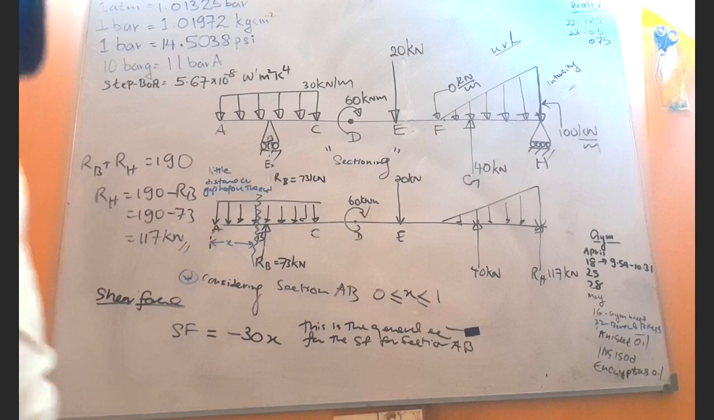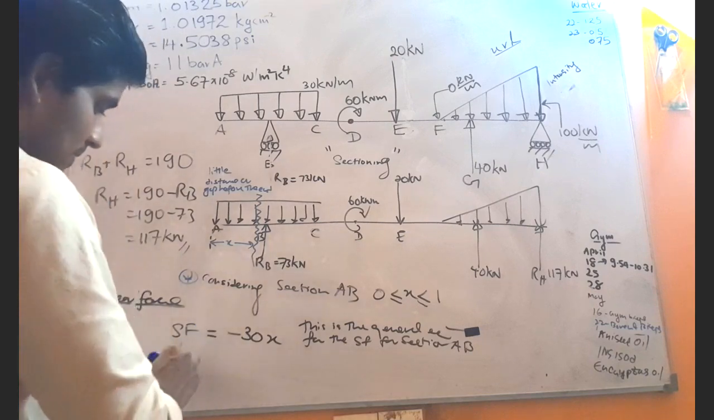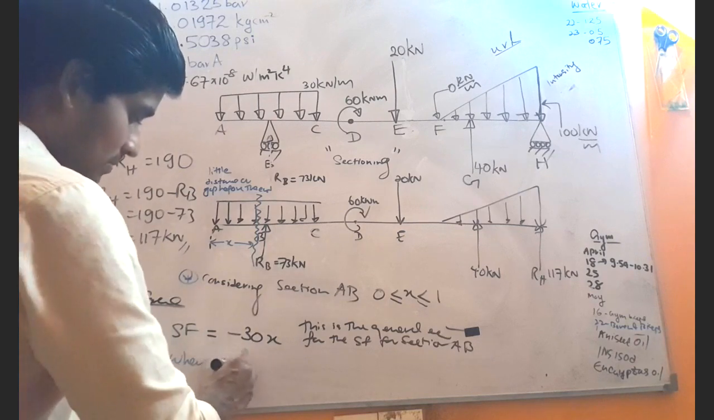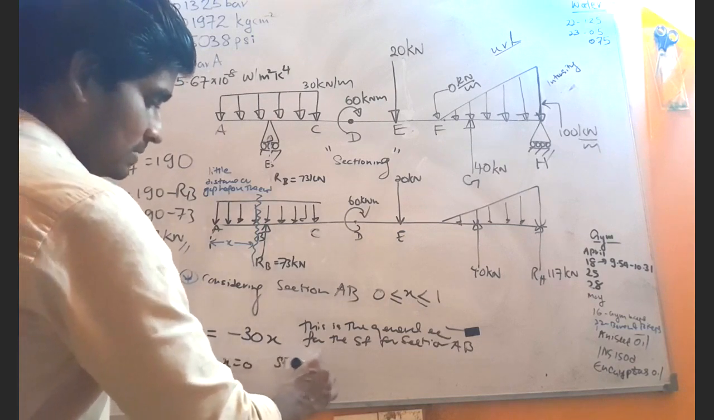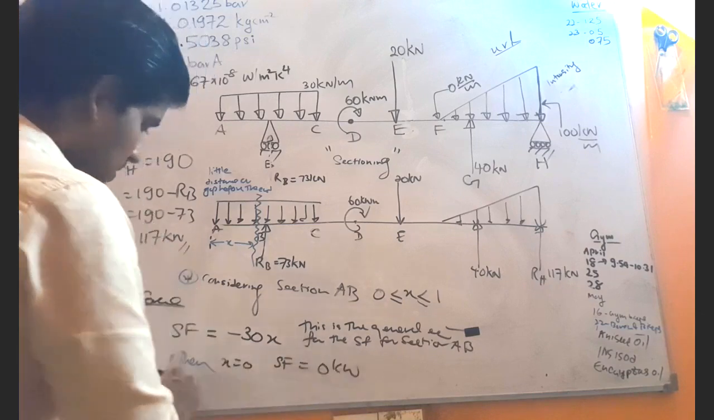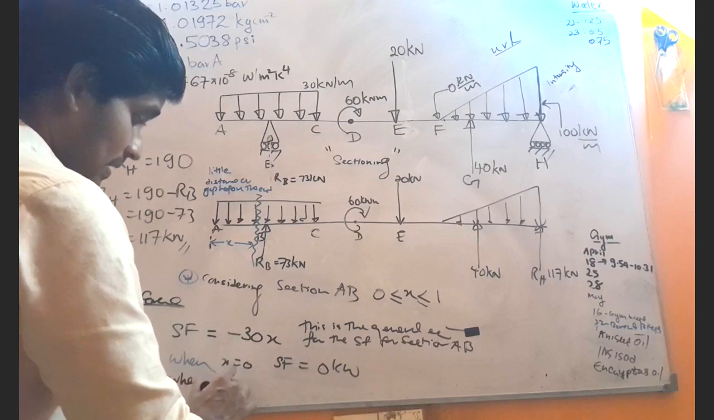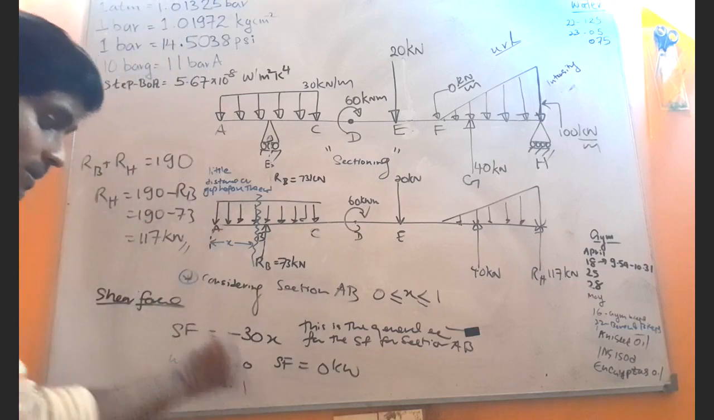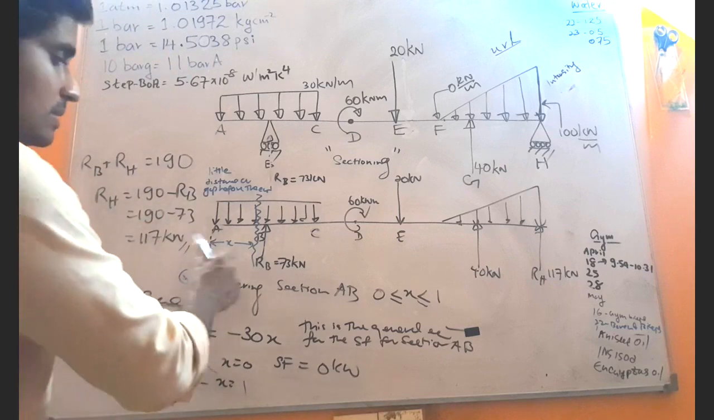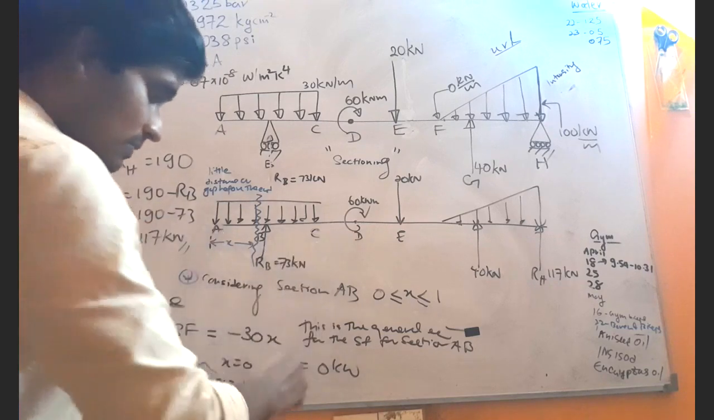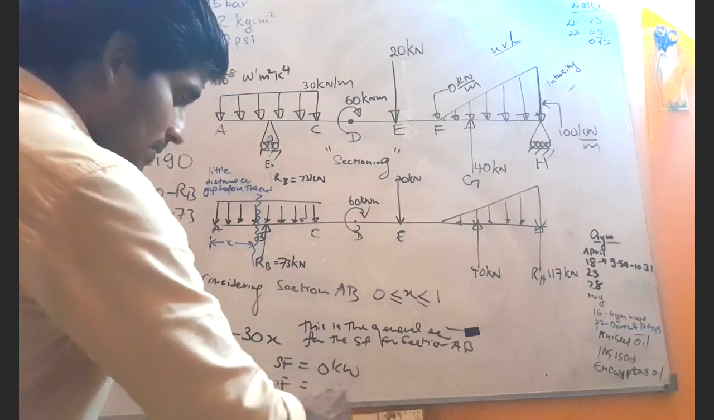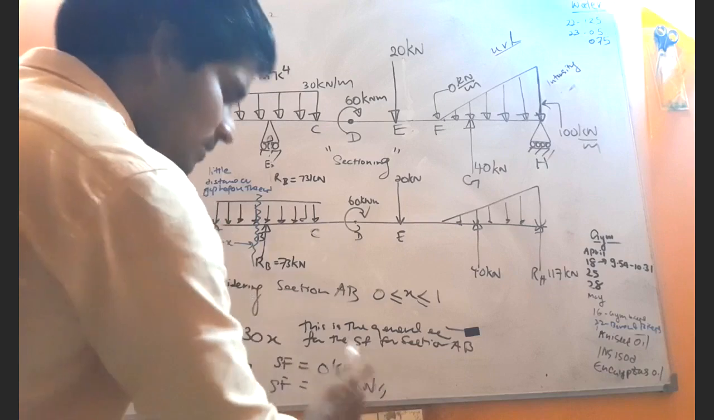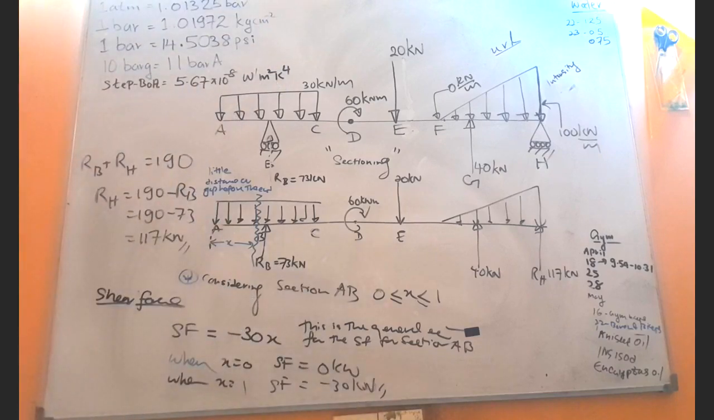Now there is a very funny part. When x equals 0, shear force is 0 kilonewtons. Now let's think that we are going to say x equals 1, the extreme length. When x equals 1, then shear force is what? Minus 30 kilonewtons, right? Just note this down, right? Okay.